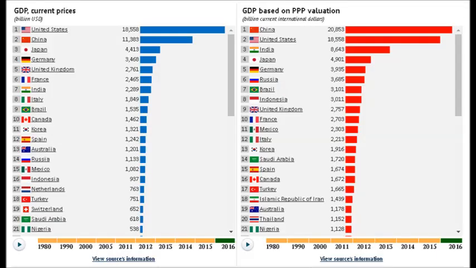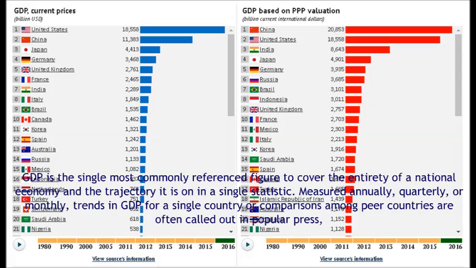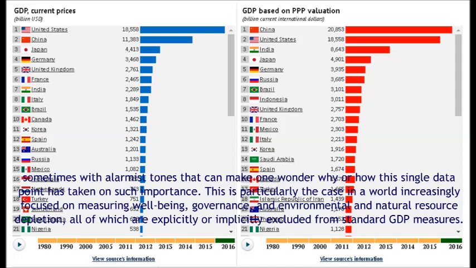GDP is the single most commonly referenced figure to cover the entirety of a national economy and the trajectory it is on in a single statistic. Measured annually, quarterly, or monthly, trends in GDP for a single country or comparisons among peer countries are often called out in popular press, sometimes with alarmist tones that can make one wonder why or how this single data point has taken on such importance.